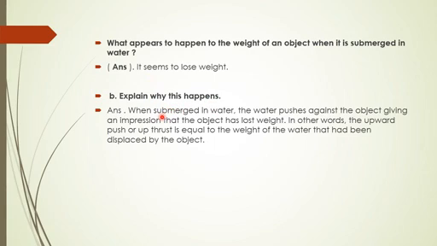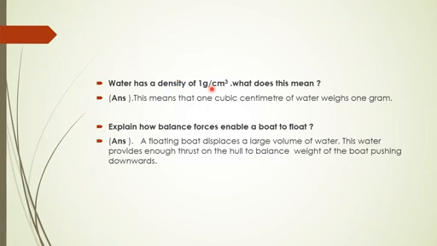The next question is, explain why this happens. When submerged in water, the water pushes against the object, giving an impression that the object has lost weight. In other words, the upward push or upthrust is equal to the weight of the water that has been displaced by the object. So this is what I have already explained, that basically that is the upthrust force or the upward push provided by the water, due to which the object seems to be less heavy when submerged in the water. Otherwise the weight of the object is exactly the same as in the air.